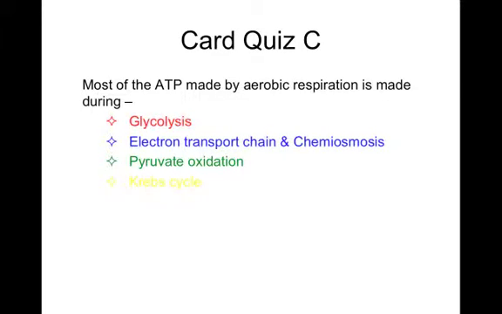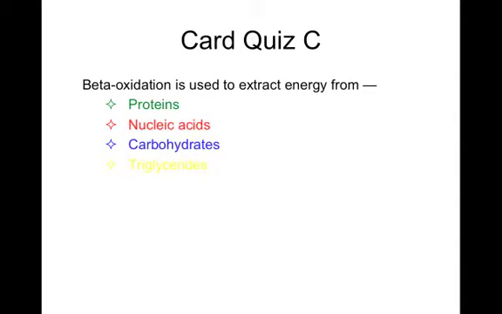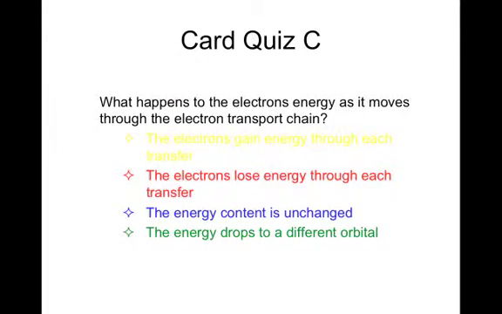Let's take a quick card quiz. Most of the ATP that's made by aerobic respiration is made during which stage? The process of removing an amino group from an amino acid is... Beta oxidation is used to extract energy from... What happens to the electron's energy as it moves through the electron transport chain?